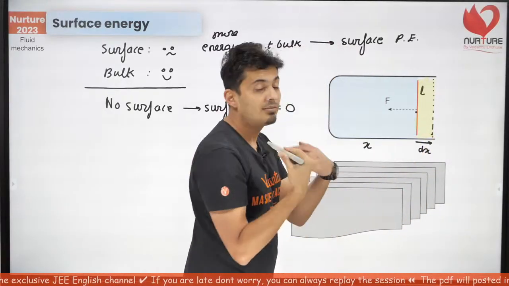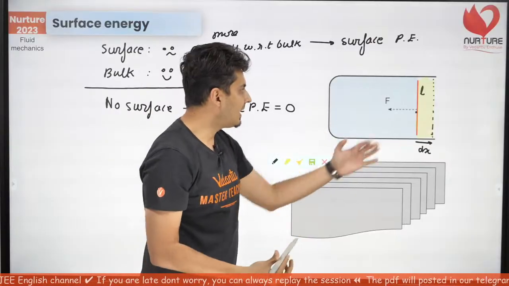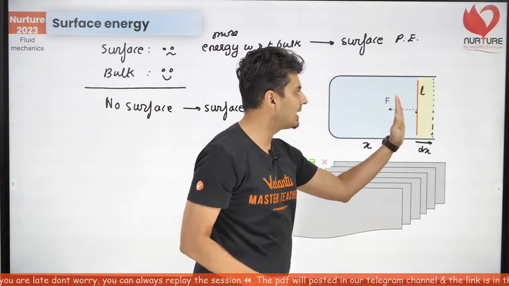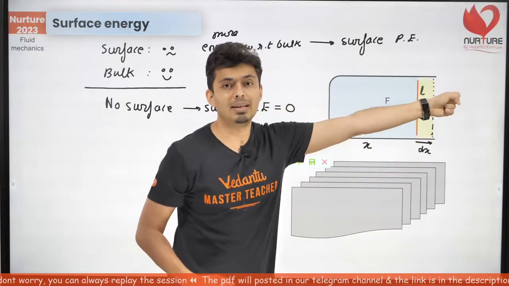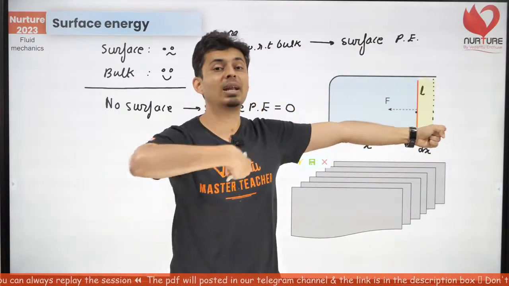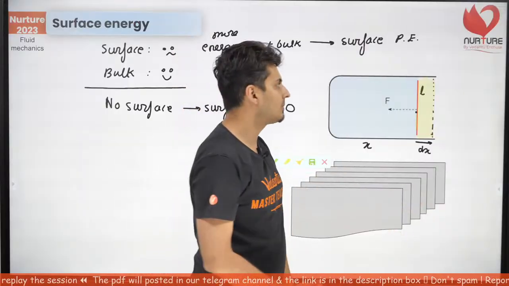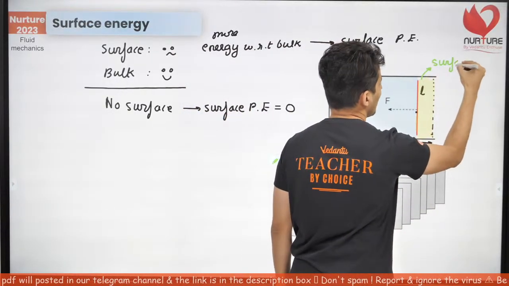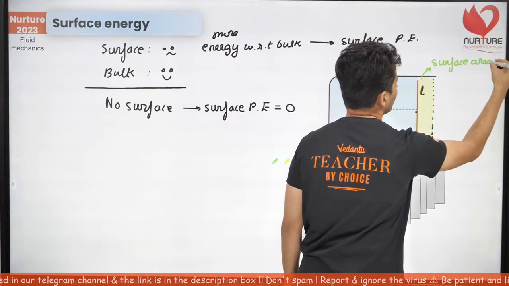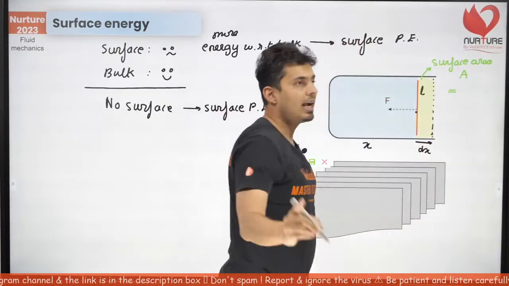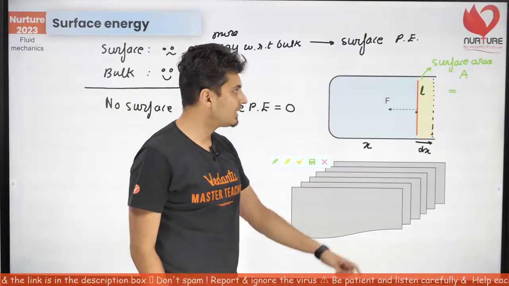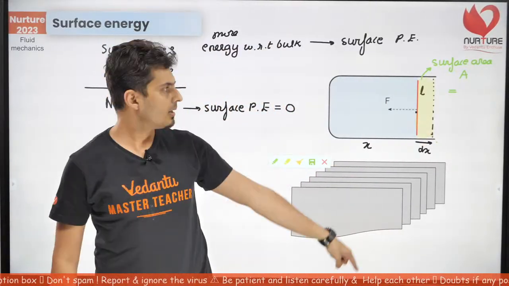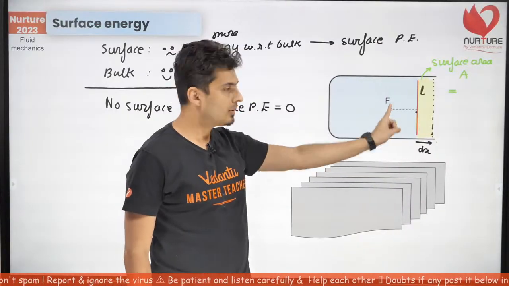So you have done some work in this process. If I ask you, how much area have you created by moving the rod against the surface tension force, by applying some external force? What will your answer be? That extra surface area A, how much have you created? Answer this question quickly, my warriors. This is L, this is dx. You have moved it by dx. How much area have you created? What is the height? Length, L. What is the width? It is dx.